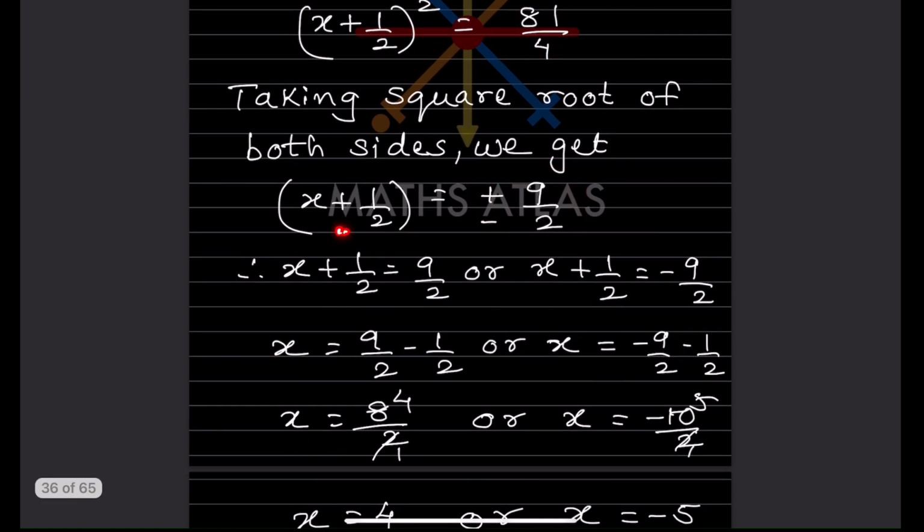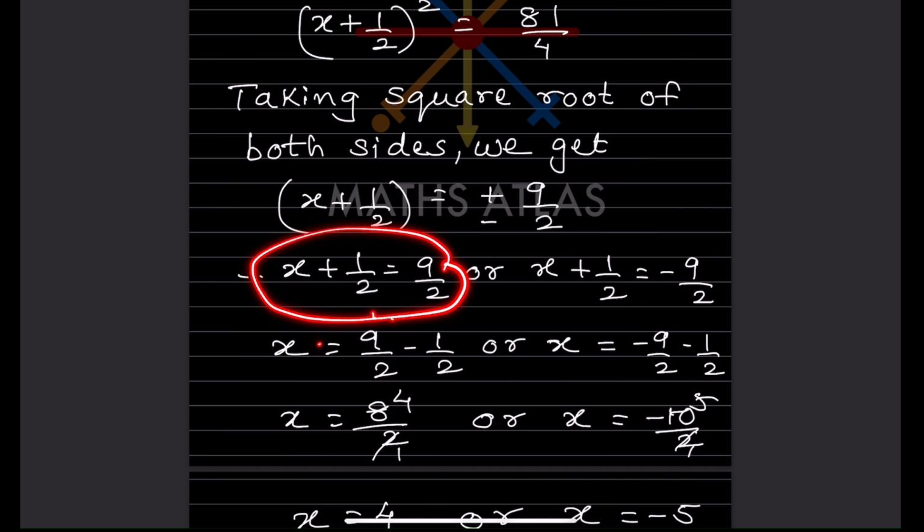You will take x plus 1 by 2. Once you will take plus 9 by 2. And then in the second one, you will write the same thing again, that will be minus 9 by 2, because this is plus or minus 9 by 2. So now let us solve this first.